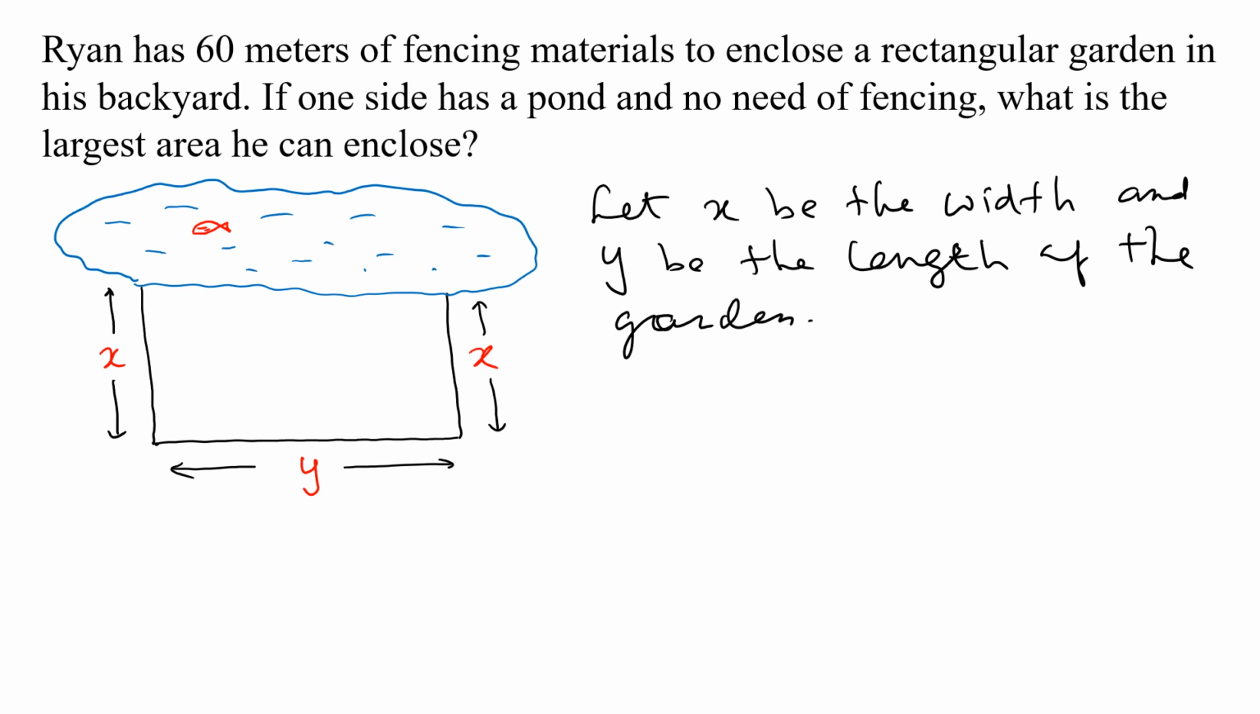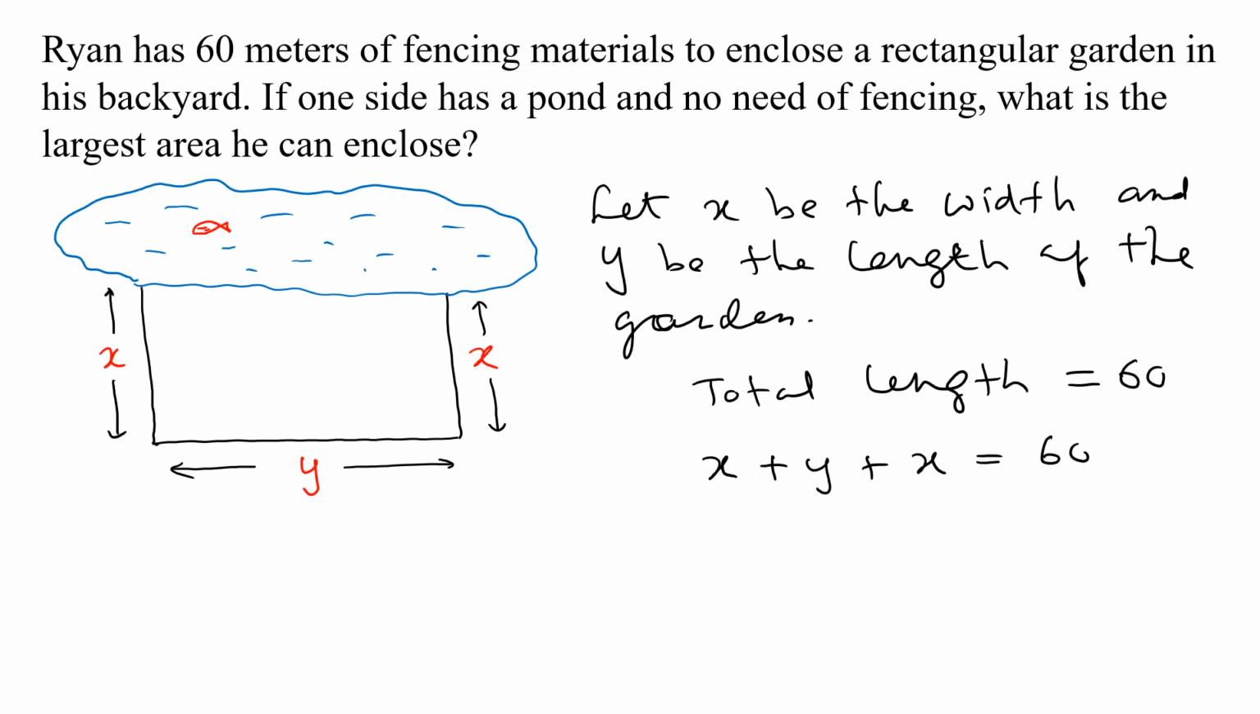Okay, that's the starting point. So you pick the variables first. After you pick the variables, now you can write it. So we know that the total length equals 60. So what's the total length in this one? You're going to see the total length is there's x, and then there's a y term, and then there's another x term, which is the total, which is 60. But you can simplify this one. You can write this one as 2x plus y equals 60.